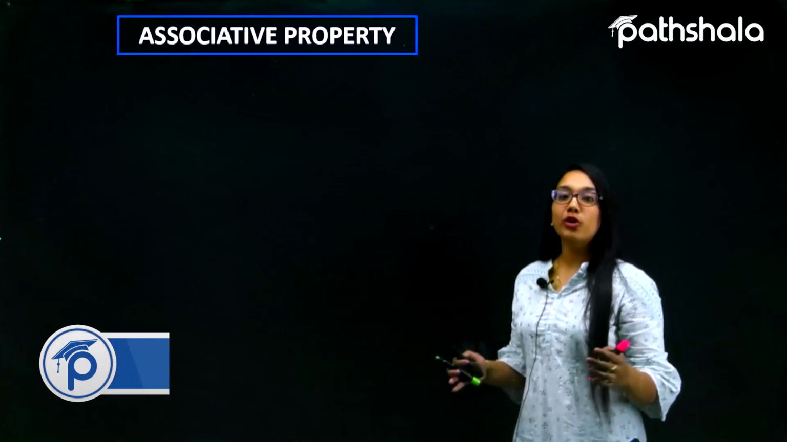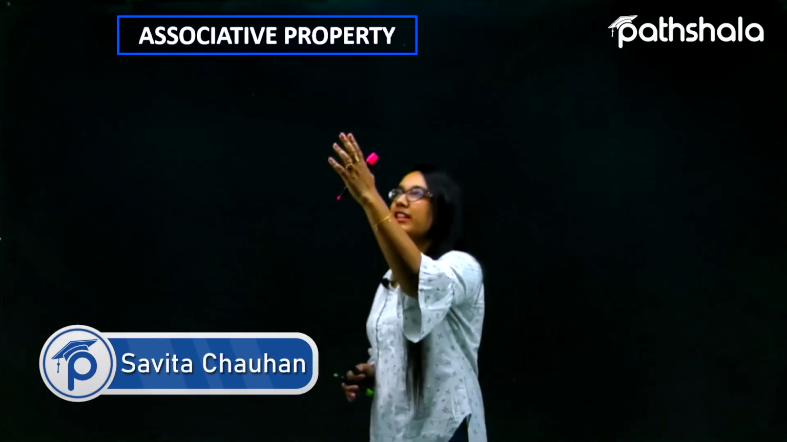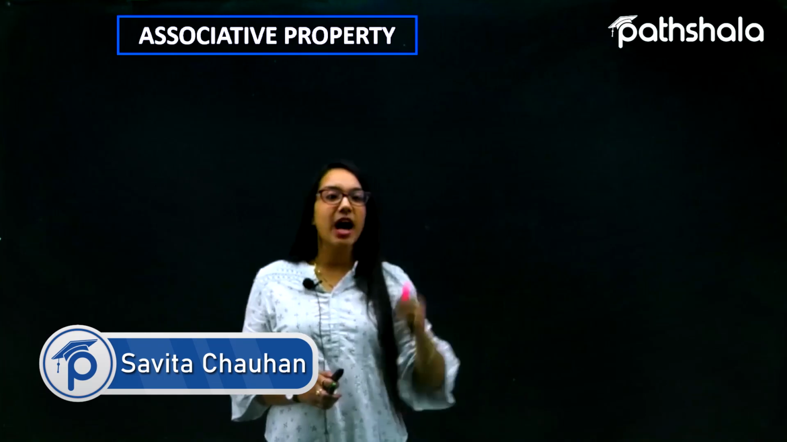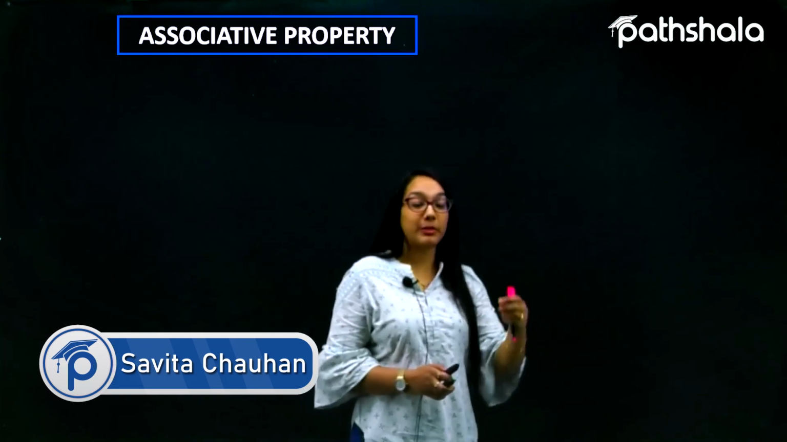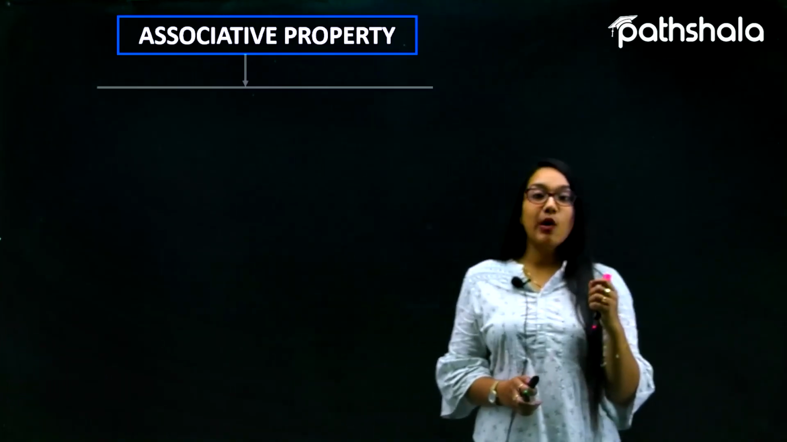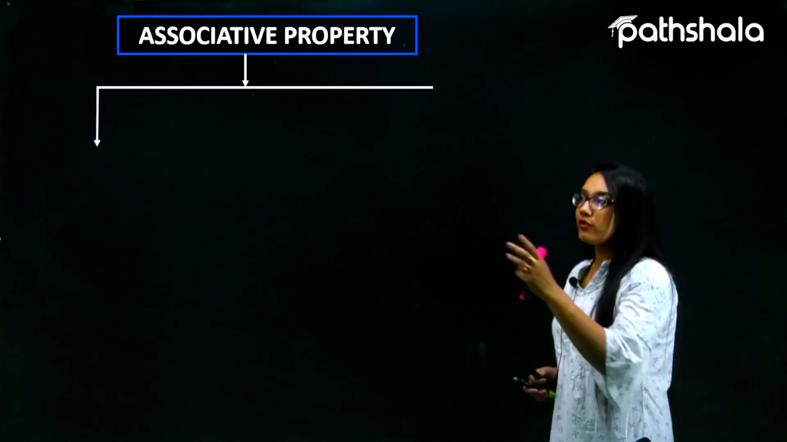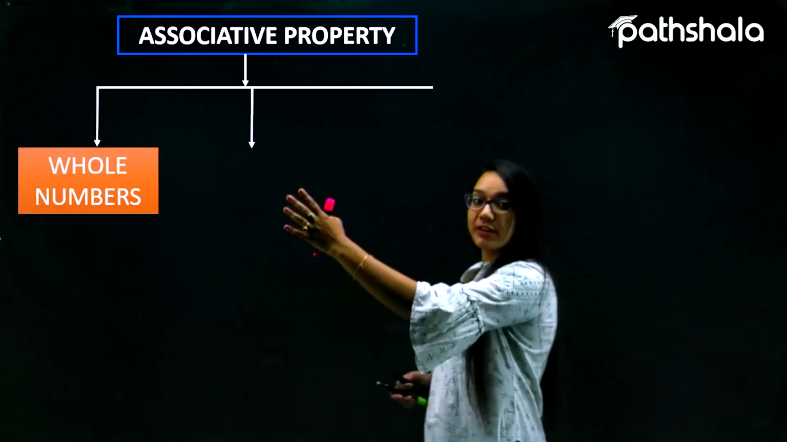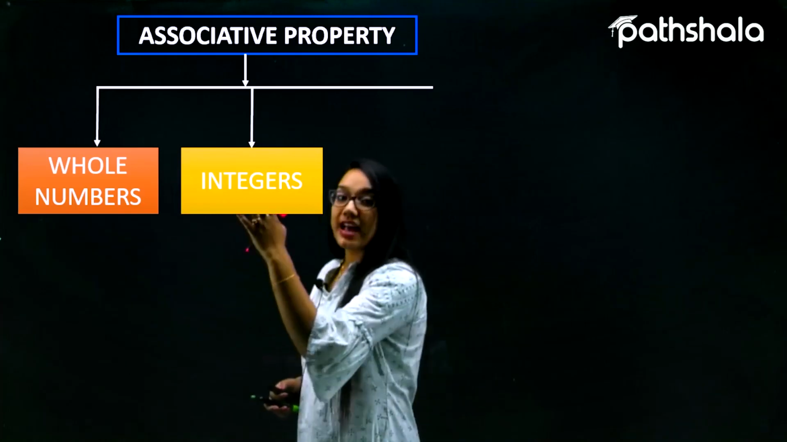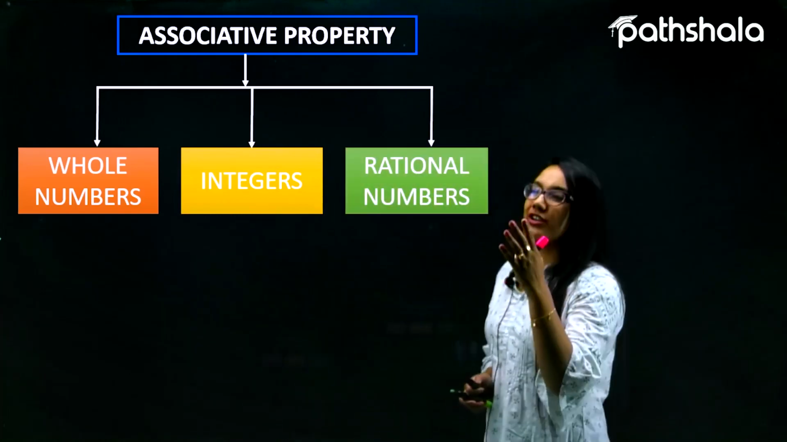Let's move on towards another property, which is the associative property. That is the last property of the rational numbers, but we'll again check this property on all three kinds of numbers. First of all, we'll talk about the whole numbers. Second, we'll talk about the integers, and third, we'll talk about the rational numbers.